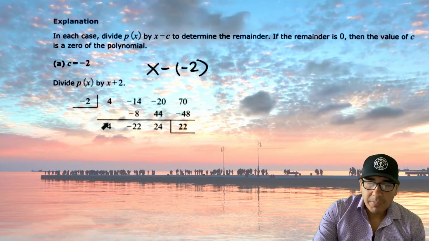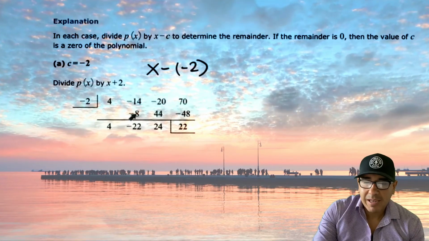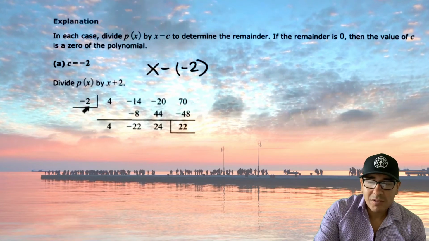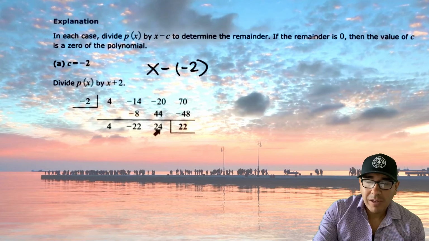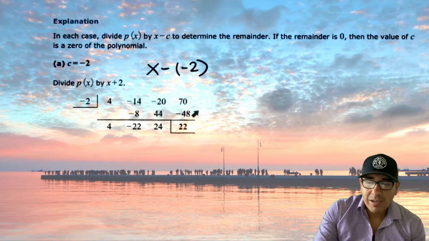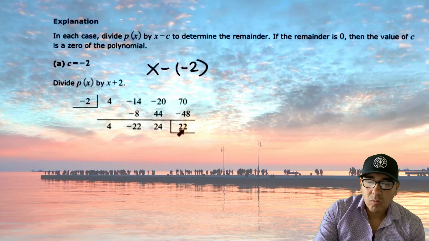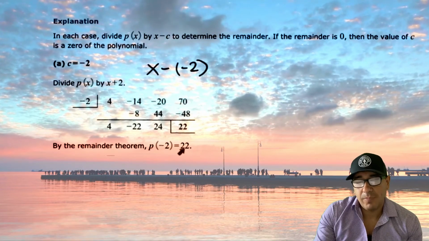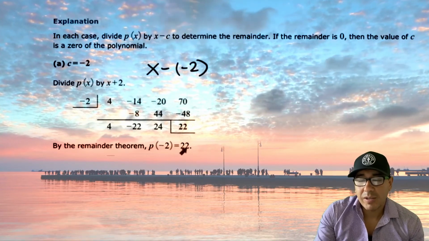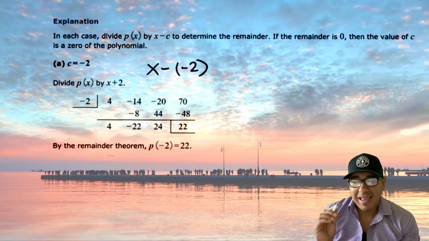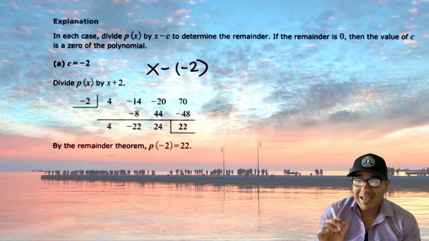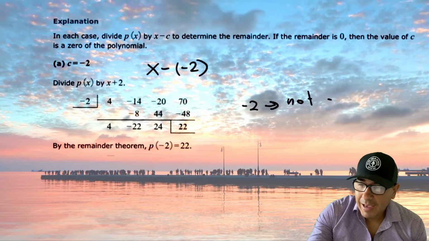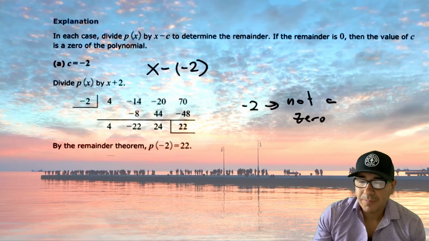So here we go. Drop down the 4. We multiply by negative 2. You get negative 8. We add. We get negative 22. We multiply negative 22 by negative 2. We get 44. We add. We get 24. We multiply. You get negative 48. And you add and you get 22. So by the remainder theorem, p of negative 2 equals 22. So what this tells us is that negative 2 is not a 0. I'm going to write that down. Negative 2 is not a 0. It's not an x-intercept.